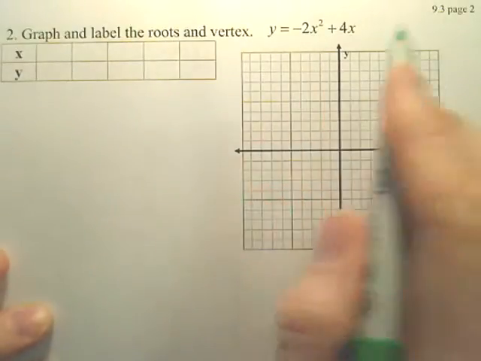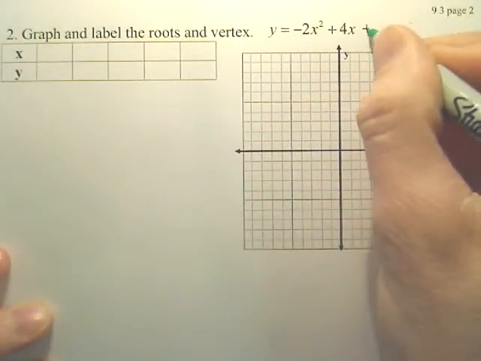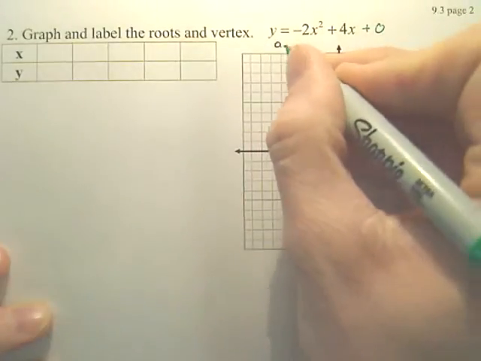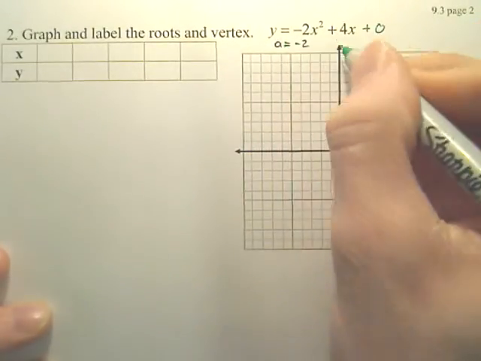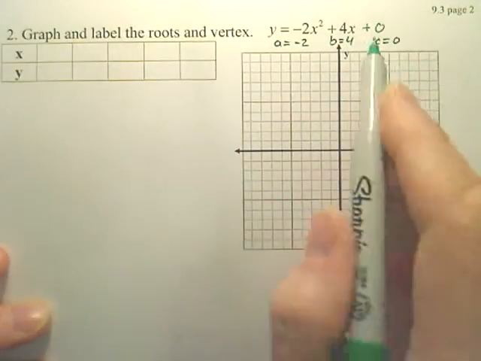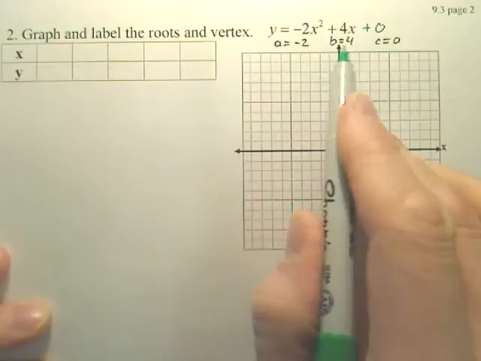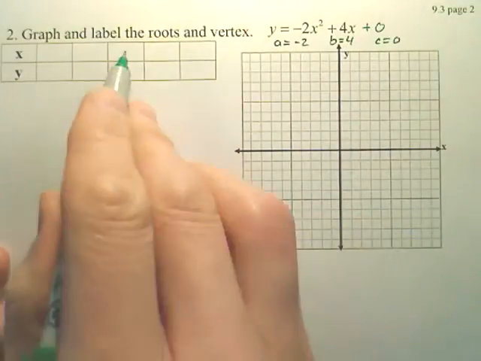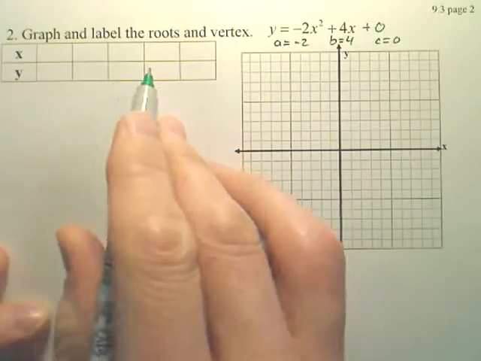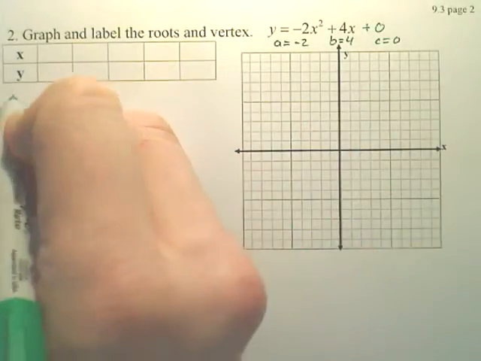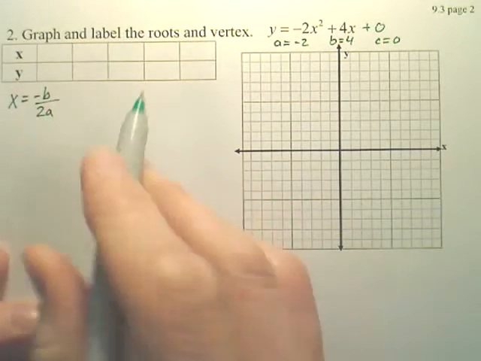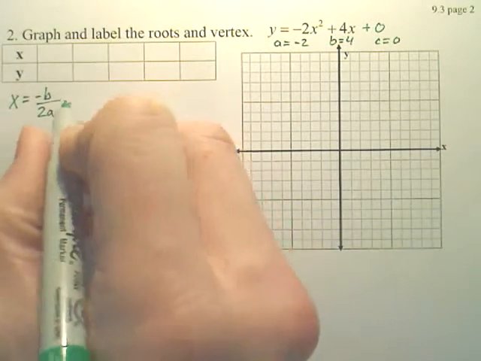Let's graph this equation. First of all, we need to add 0 plus c. Your a value is -2, your b value is 4, and your c value is 0. You don't really have to add that, but just so we know our ABCs. Now to find this middle value, the middle of our graph, which starts the whole thing, it's called the line of symmetry. Again, we need to use x equals -b over 2a. That gives us the middle of our graph.